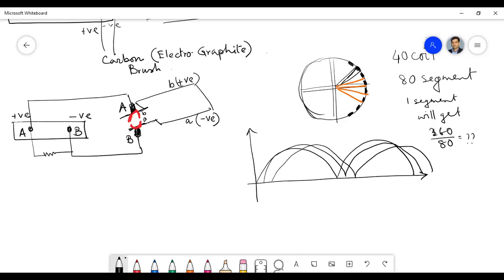When it leaves one segment, it touches another segment. Generally, one brush can touch a minimum of 2.5 segments at a time. The practical thing is a minimum of 2.5 segments at a time.